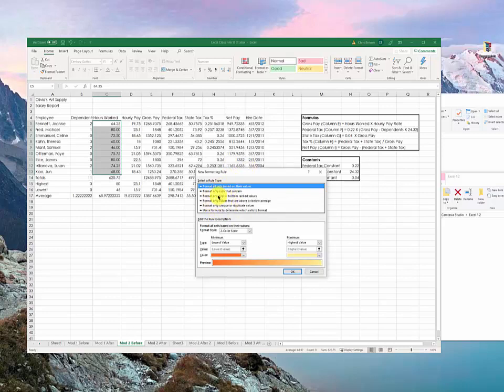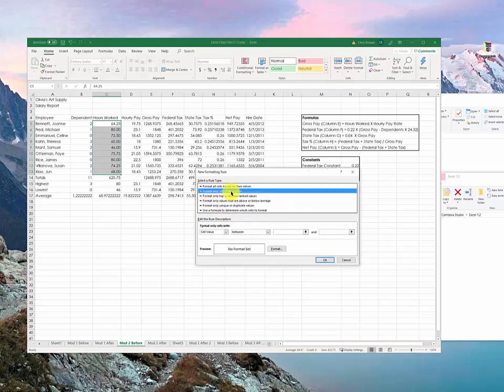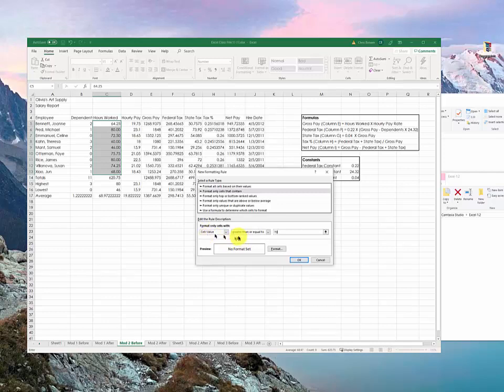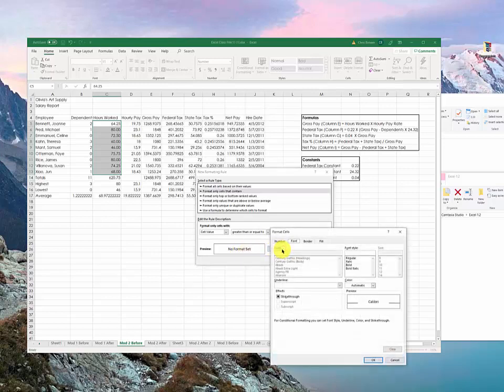And that's going to open up this box, and I'm just going to say format cells based on their values, format cells that contain. This is what I'm interested in, format cells that contain. So I'm going to format cells that contain a cell value greater than or equal to 70. So of this range, I'm going to do some conditional formatting on cells that have a cell value greater than or equal to 70. So if any of these cells are greater than or equal to 70, it will apply that formatting to them.